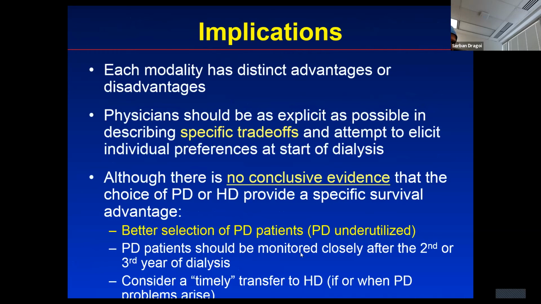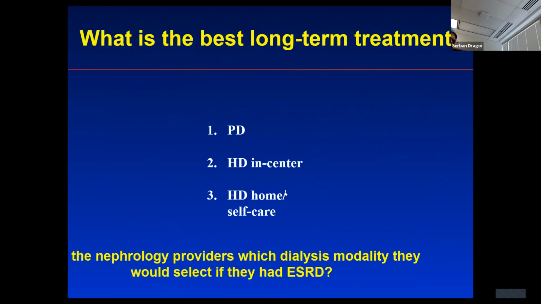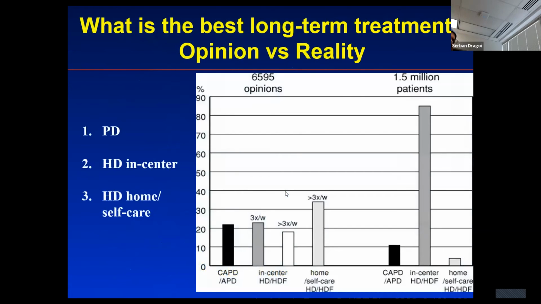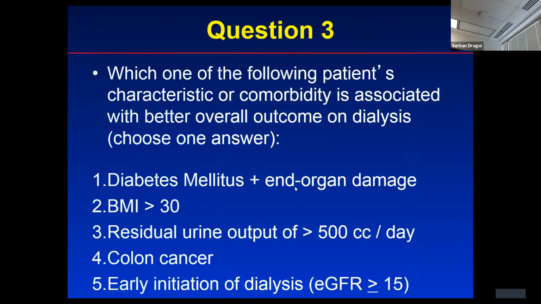I'm going to go through these slides. It's one more study talking about healthcare professionals who chose more home modalities, PD and home HD. And now we're arriving at question 3, a very important question. Which one of the following patient characteristics or comorbidities associates with a better overall outcome on dialysis? And the answer is residual urine output.